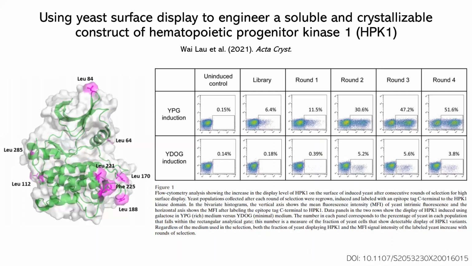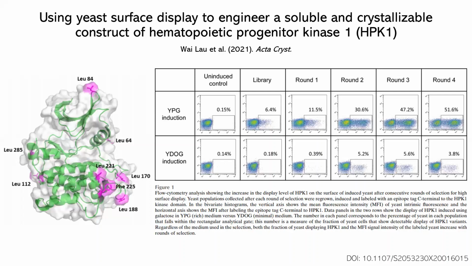This is why Lau et al. decided to use a yeast surface display technique to try to find more soluble and crystallizable variants, specifically of the kinase domain, which is residues 1 through 346.